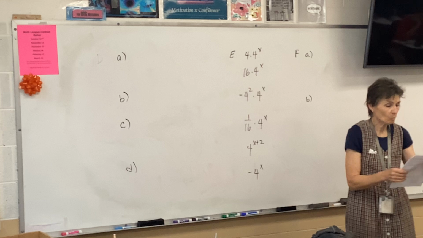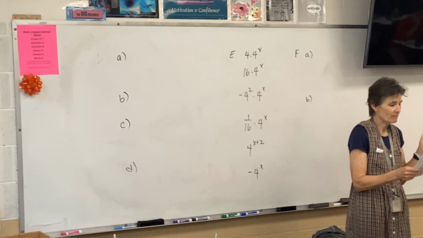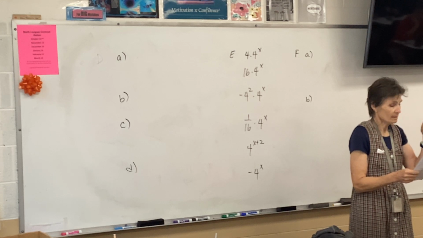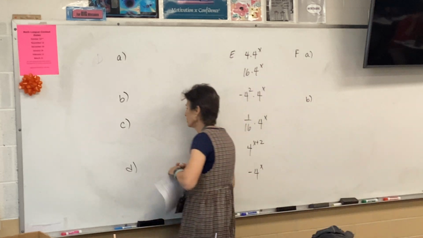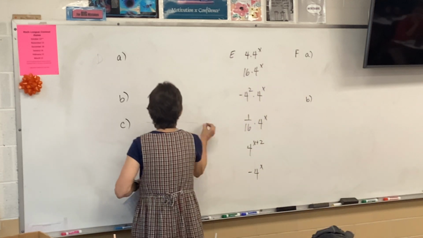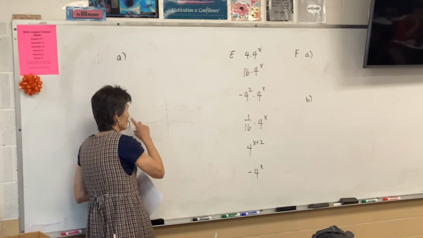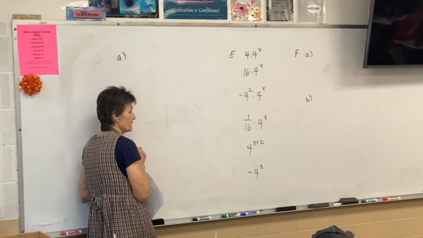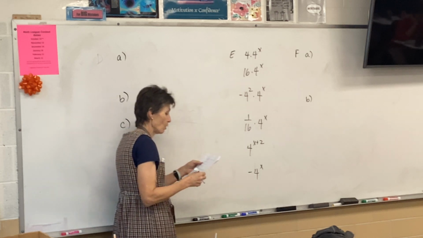What's the parent function? y equals 3 to the x. What have we done to it? We've gone right 4 and up 8. So if you take your exponential and you go right 4 and up 8, then what's your domain? Negative infinity to infinity. And what's your range? 8 to infinity, and those are open intervals.